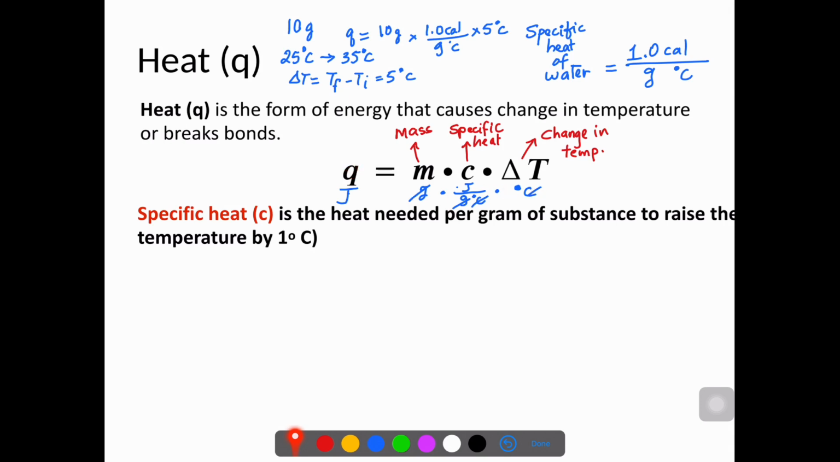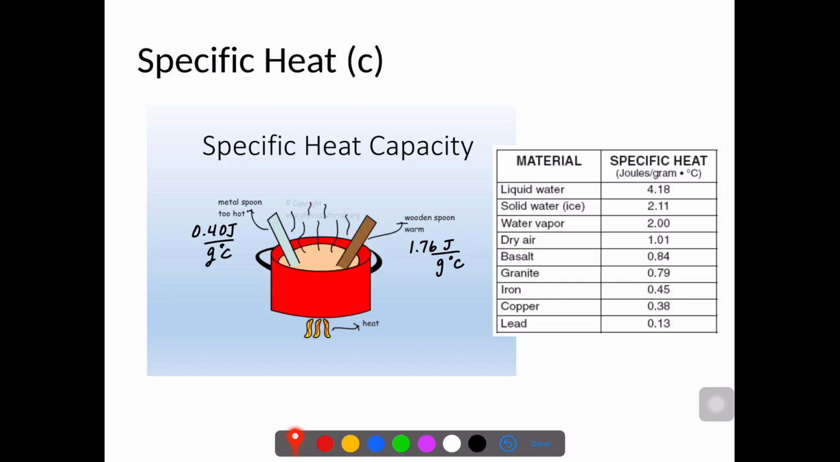Specific heat is a specific property of a substance. So different substances and different materials have different specific heats. For example, as you can see here in this list, iron, copper, lead, these are metals. Metals have very low specific heats, and other substances like air, ice, and liquid water, you can see they have very high specific heats. Water has very high specific heat.